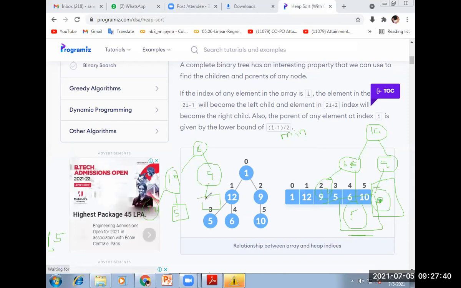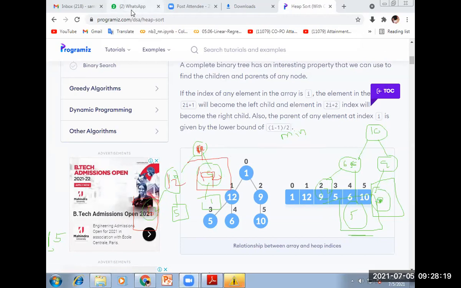Okay. So the next least element is 6. 6 comes here, and 12 there. This part we call the sorted part. Then rearrange the tree, so 9 comes here and 12 comes here. Then you store the element here. So 9 comes here, next 10, 12. So in this way you sort the elements using heap sort.